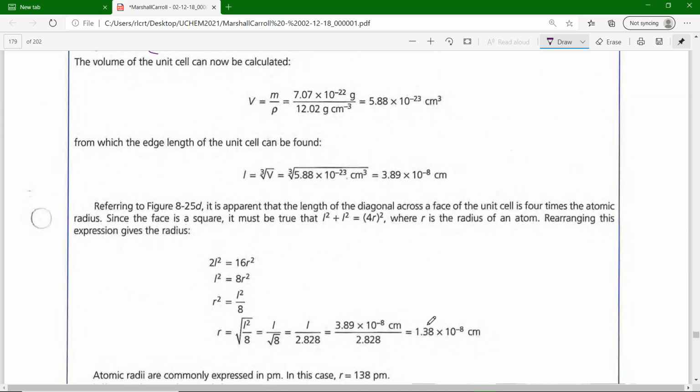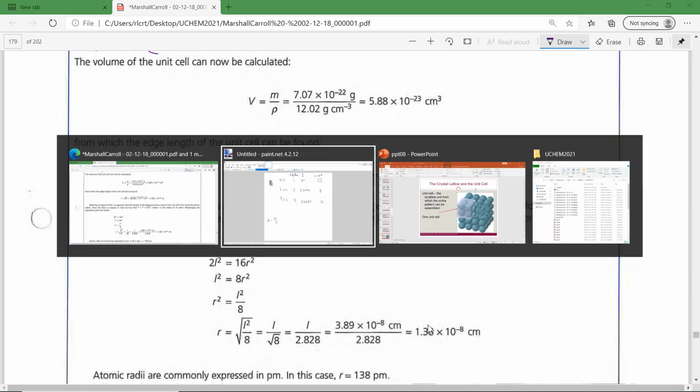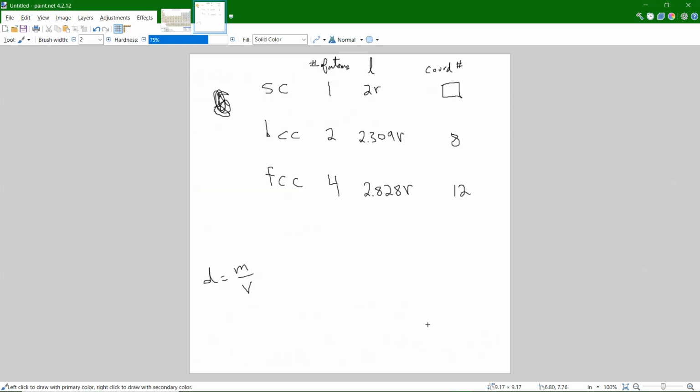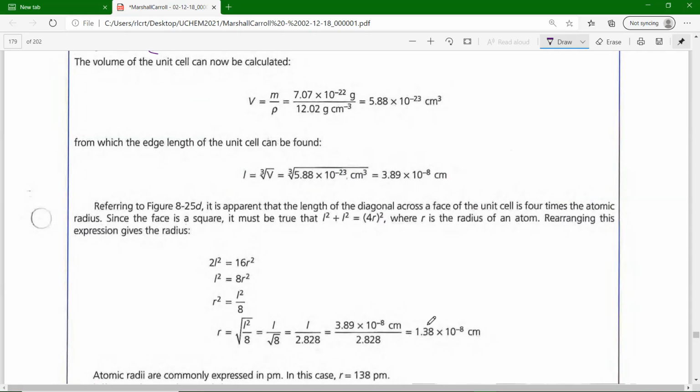And then, I memorized before, you'd actually be given this. Let's see, where was it? L is 2.828 R. So R is L over 2.828. So you get 1.38 by 10 to the minus 8 centimeters, and you can convert that into picometers if you want, because atomic radii are commonly expressed in picometers. So there's a few steps here, but this is a classic kind of question.